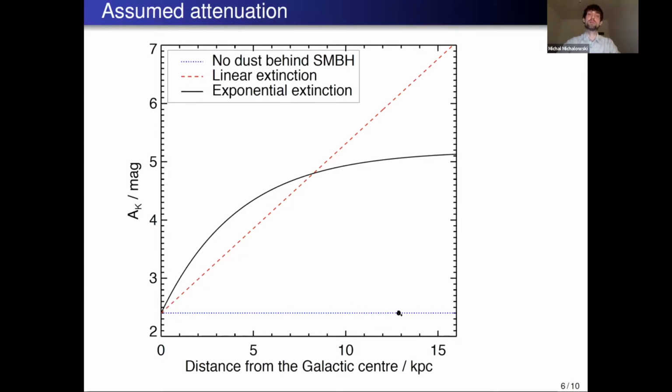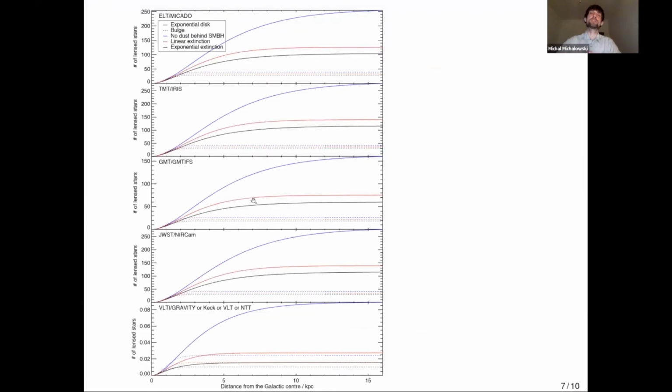That would be the blue line. And then other assumptions are that the attenuation grows linearly with distance, or that the amount of dust falls off exponentially from the supermassive black hole. So that's actually the most realistic assumption, the black line. So these are the results.